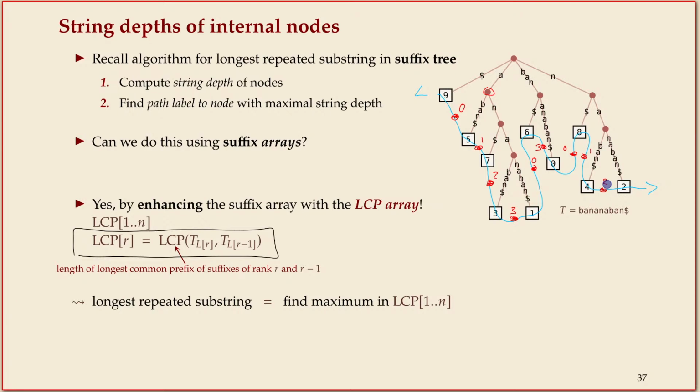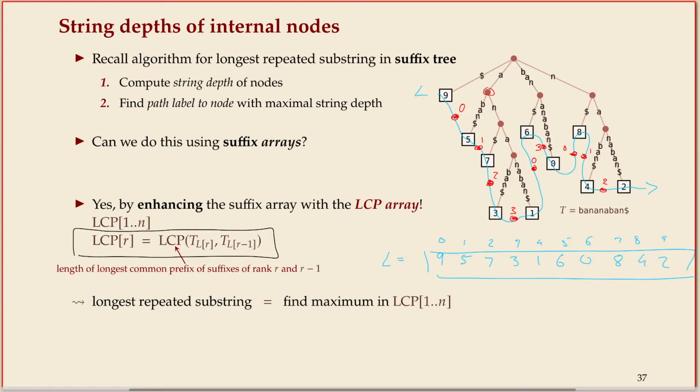So if I straighten this out, the leaf array would be 9, 5, 7, 3, 1, 6, 0, 8, 4, 2. That's L. And, you know, the indices would be like this. And the LCP array, you should really imagine it sitting between those numbers. So it should sit here 0, 1, 2, 3, 0, 3, 0, 1, 2.